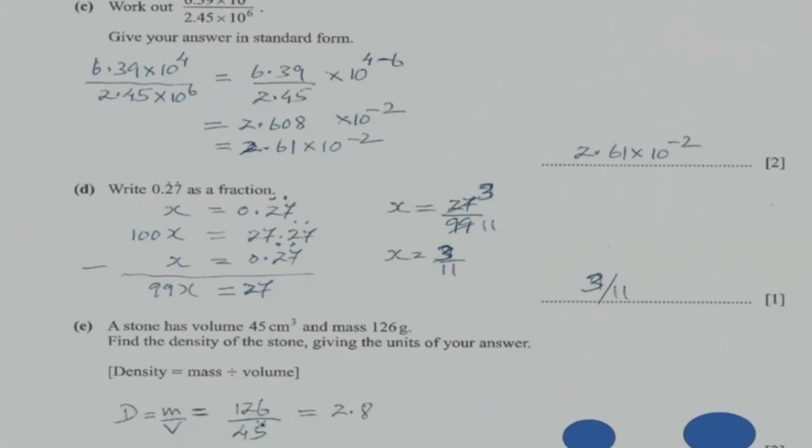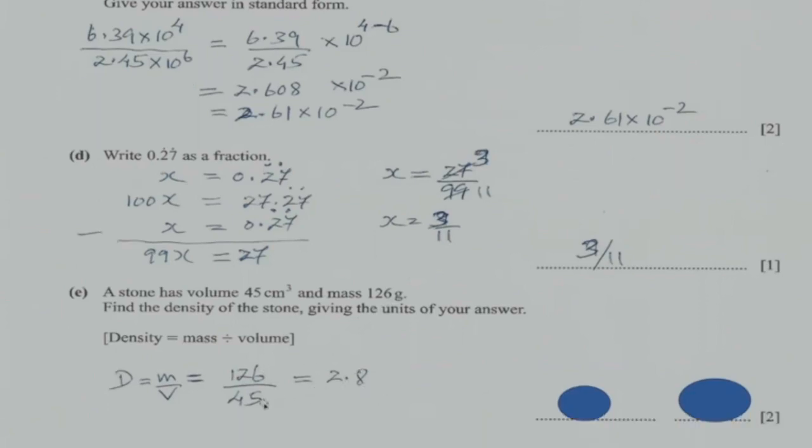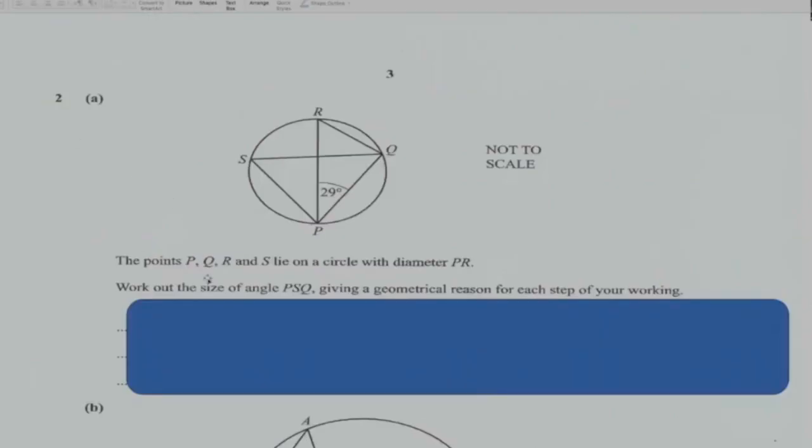Density equals mass over volume. 126 grams over 45 cubic centimeters. 2.8 is coming. Units: gram per cubic centimeter. Question number 2.